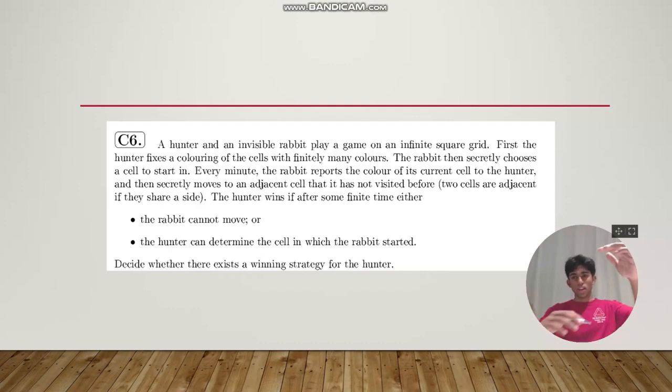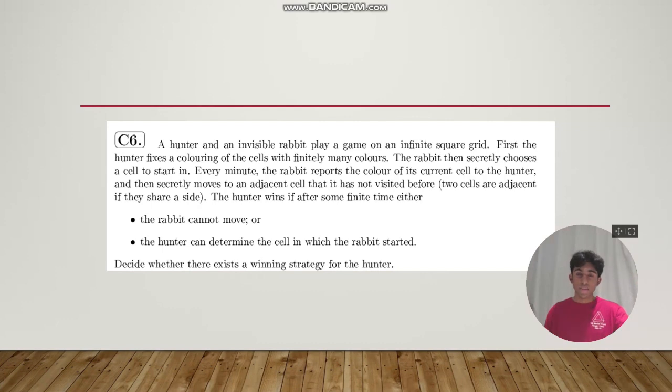So basically, they have a table, and the hunter colors in every single cell in some sort of pattern. The rabbit then chooses a cell that it will start in. Every minute, the hunter knows the color of the rabbit's current cell, and every minute the rabbit moves to a cell that's next to its current one.